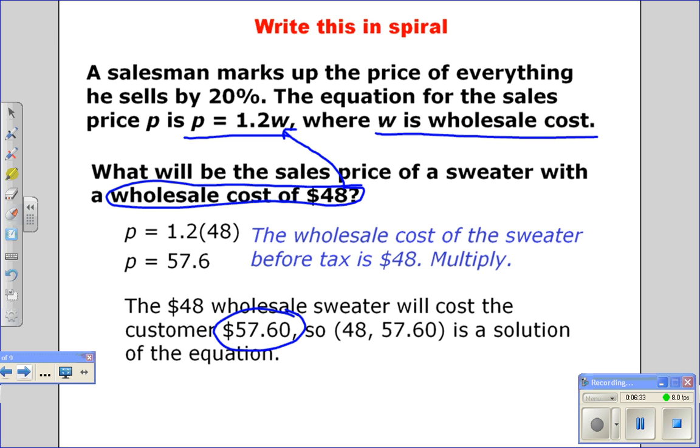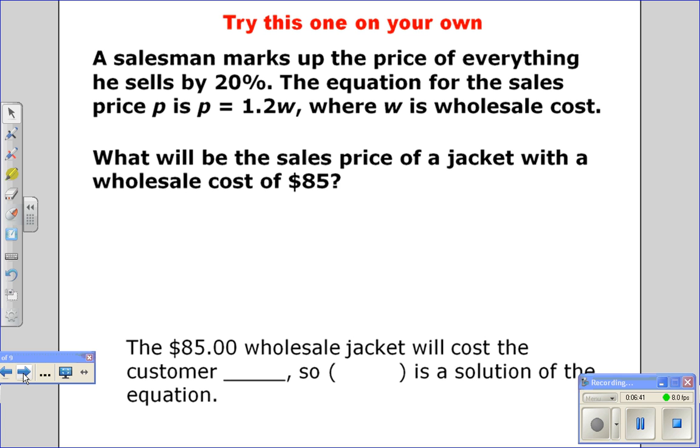So write this down in your spiral and read over it. Make sure you understand it. So again, pause for a moment to go do that. And then I want you to work this one on your own. Same concept. Here's your two-variable equation that you're working with. Okay, the wholesale cost is $85. So using that last example as a guide, you should be able to work through the steps here and get an answer. So again, pause the video so that you can go do that.